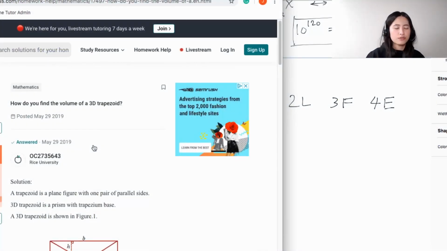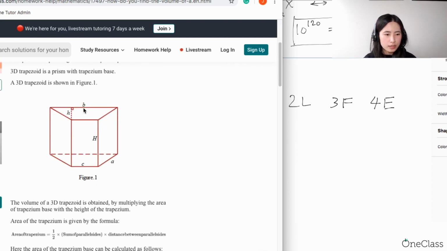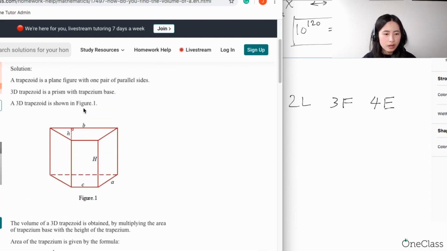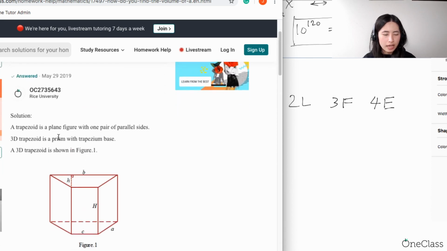Okay, so we need to find the volume of a 3D trapezoid. Let's try to look at what they have here. So this is a trapezoid that they will be looking at. And it says a trapezoid is a plane figure with one pair of parallel sides.